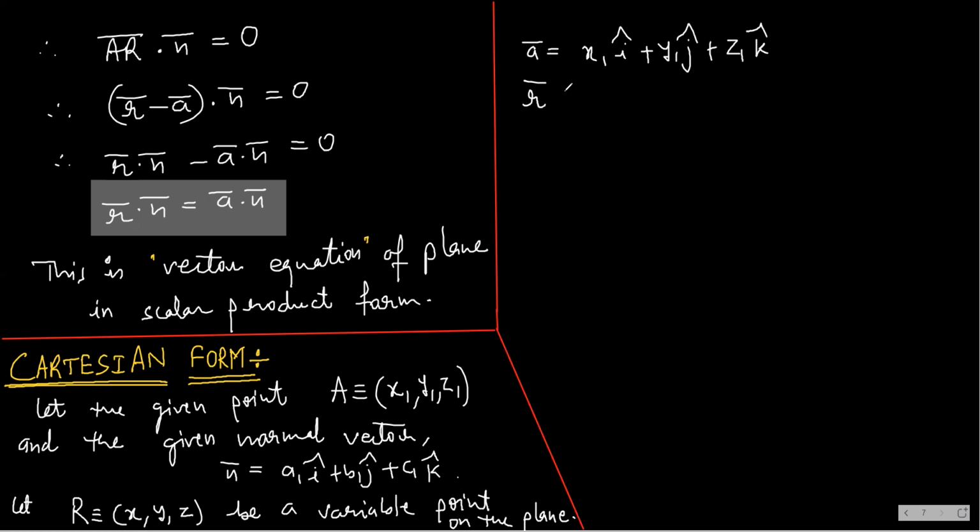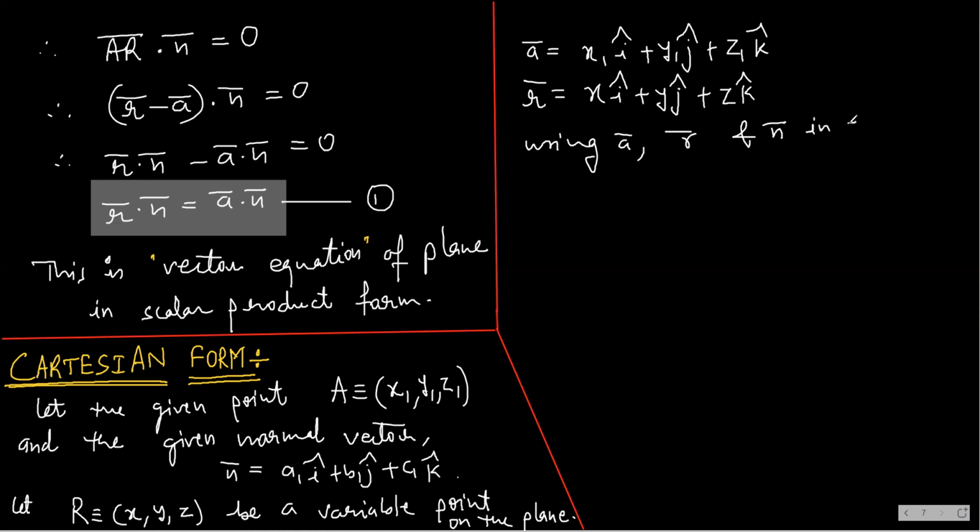And what is R bar? R bar would be x i cap plus y j cap plus z k cap, because R is a variable point, so we take R as x, y, z. Now see, now what? I will substitute all this in equation 1. I write, using A bar, R bar and N bar in equation 1.